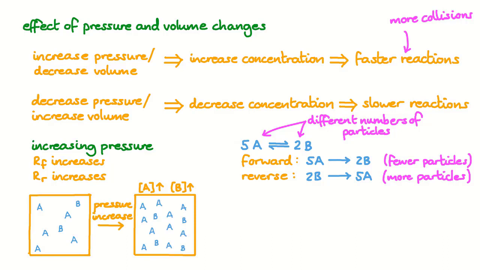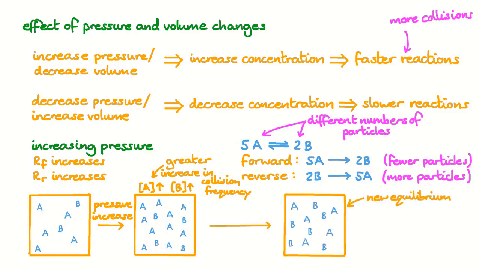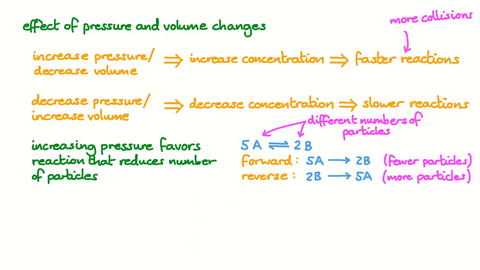If we increase the pressure, both the concentration of A and B will go up. But because we have more particles of A, the increase in the frequency of collisions for the forward reaction will be more than for the reverse reaction. This means in our new equilibrium we will have a higher proportion of products than we did at the start. So increasing the pressure favours the reaction that reduces the number of particles.